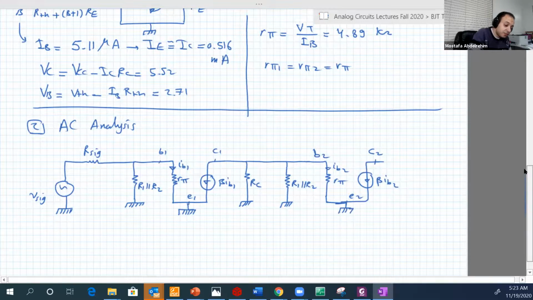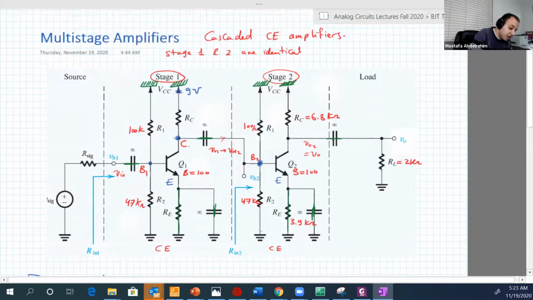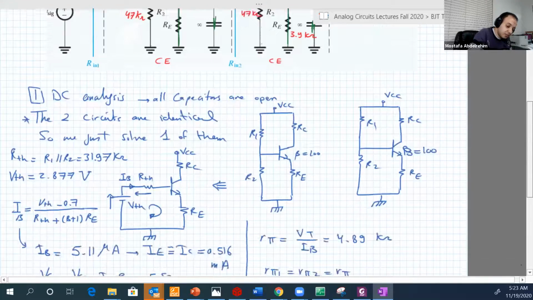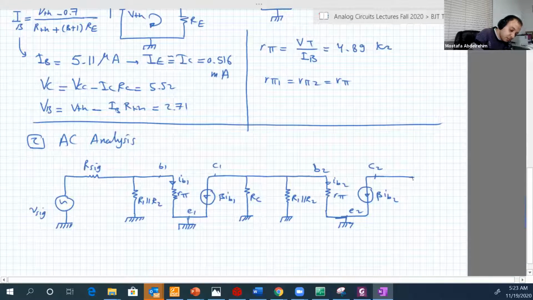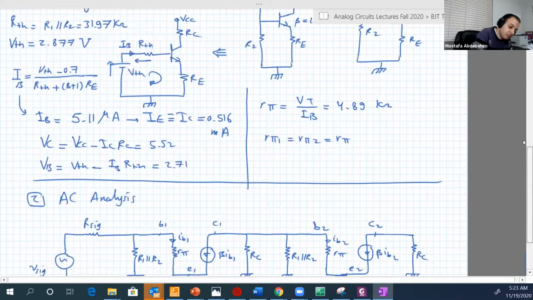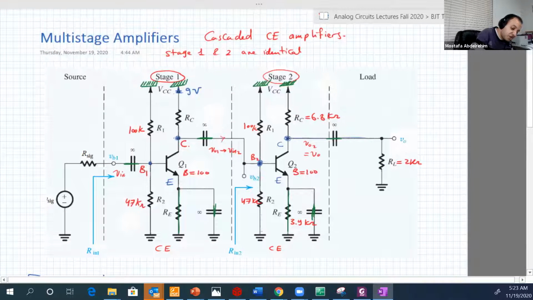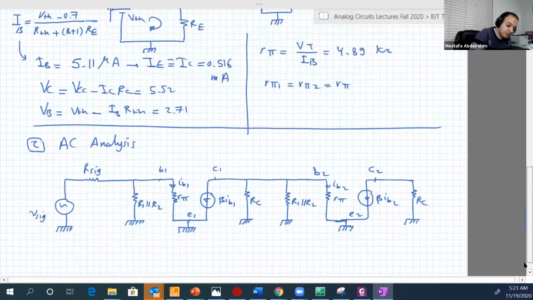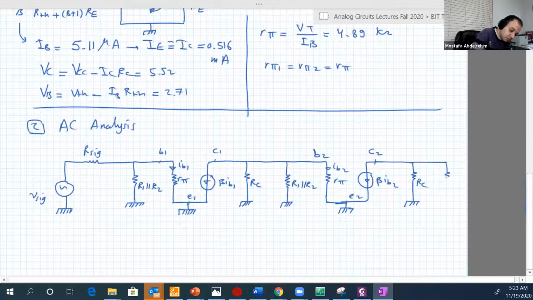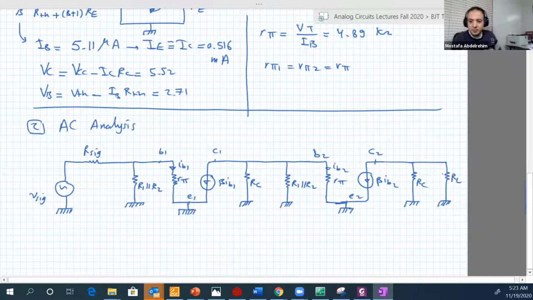Now C2. Between C2 and the ground, we have RC. And we also have this branch, which is RL. And that's it. So this is the total circuit. Yeah, it's long, but again, when we go into the analysis now, we'll find that it's easy.